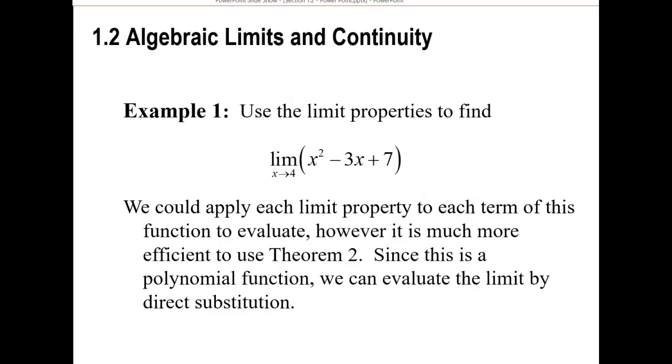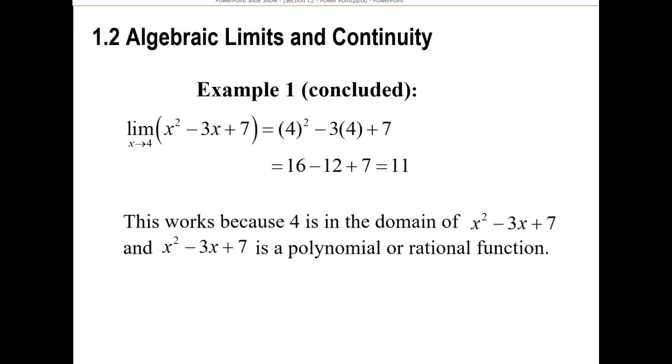Since this is a polynomial, meaning that you have positive integer powers of x's here, you don't have any roots or weird exponents or anything, we can evaluate the limit by direct substitution. So the limit as x approaches 4 of this function is simply found by plugging a 4 in for all the x's. So 4 squared minus 3 times 4 plus 7. 16 minus 12 plus 7 is 11.